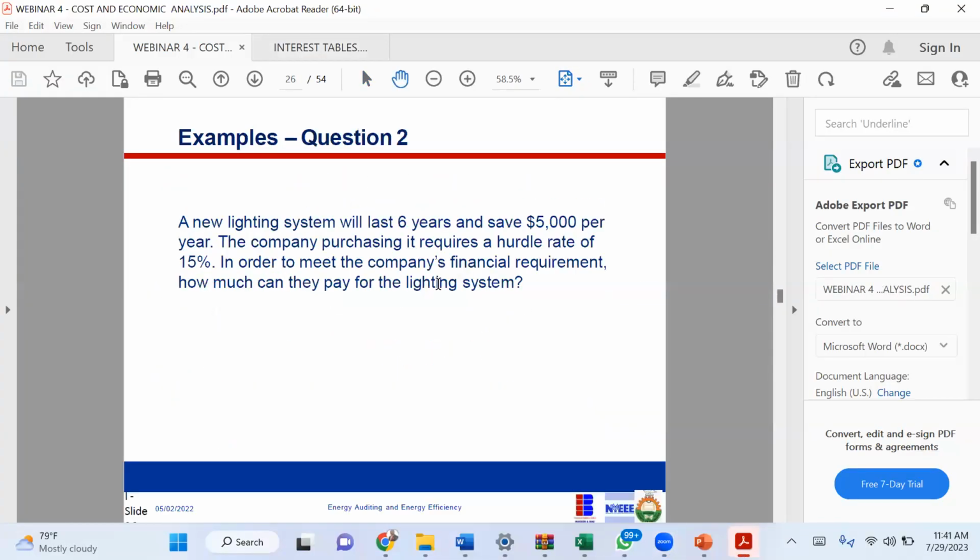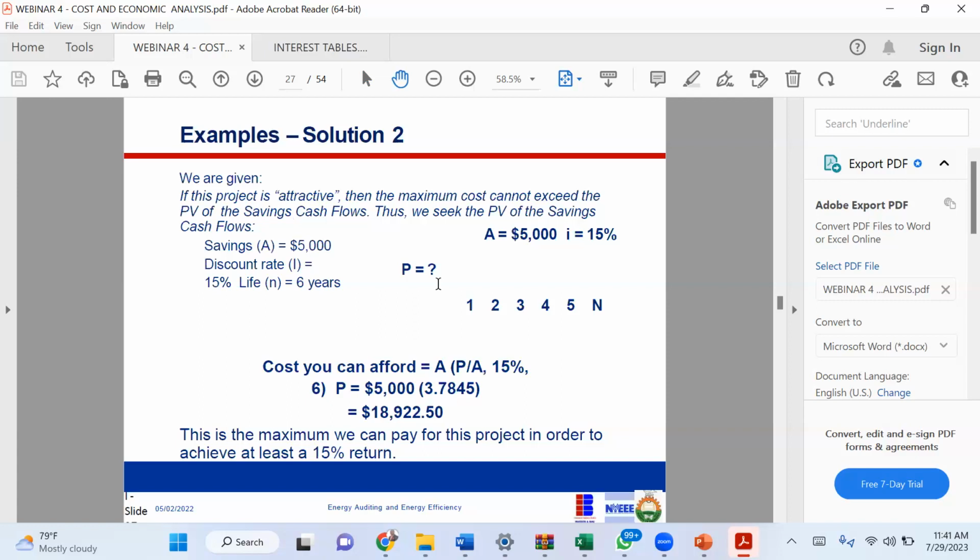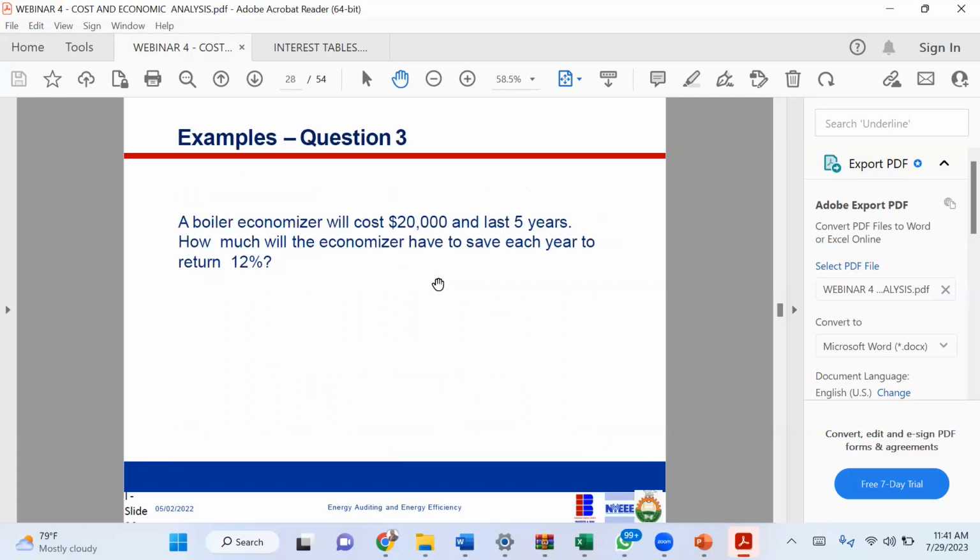Any question? Question number 3. A boiler economizer. Mr. Chima must have told you what a boiler economizer is. It will cost you 20,000. This is just the opposite of the one we just did now. It will cost you 20,000. Who will tell me what that 20,000 means?